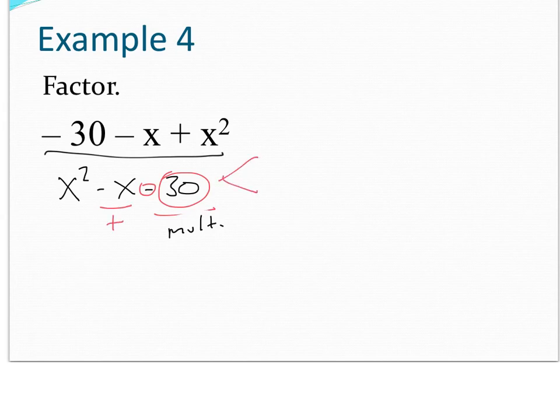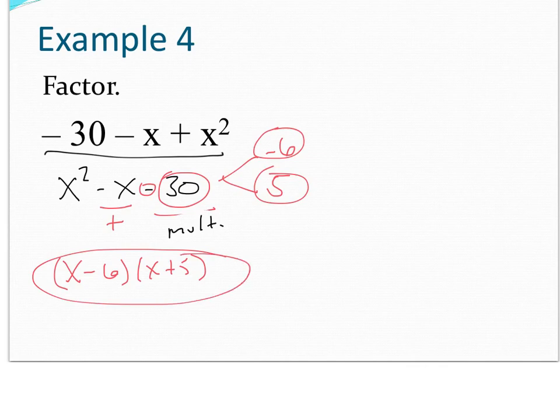So I think about my factors. It needs to be a negative 30. I know if I combine negative 6 and 5 that I'm going to get these guys multiplied together as a negative 30 and added together as a negative 1. So these two guys create my factors. X minus 6, x plus 5.